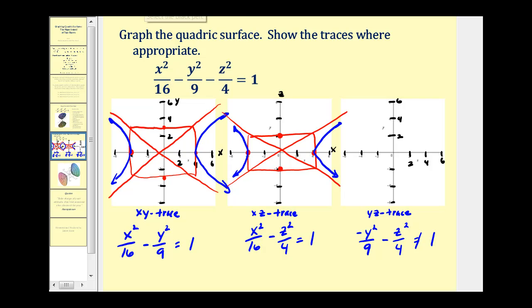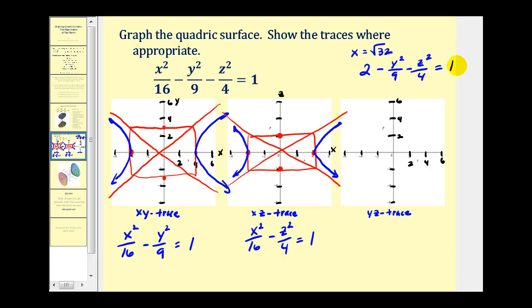Let's go ahead and clear this information off. It's going to take a little bit more work, so let's go ahead and start it over here. We're going to let x equal the square root of 32. If we do that, it's going to give us 2 minus y squared over 9 minus z squared over 4 equals positive 1. So now if we were to move these terms to the right, they would be positive, and if we subtract 1 on both sides, we'd have a positive 1 on the left.